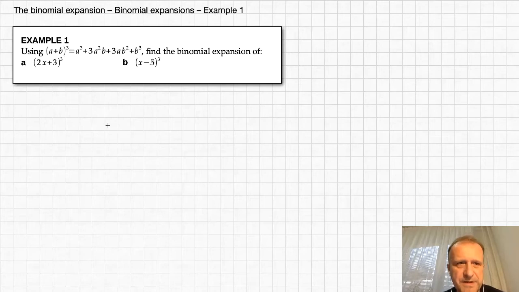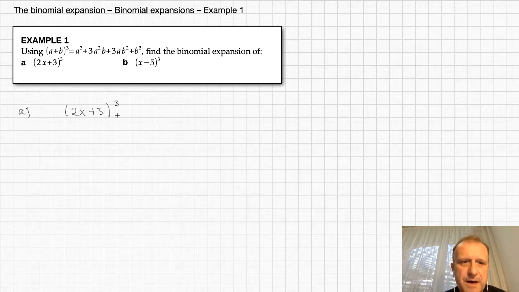The binomial expansion, example 1. Using the binomial expansion of a plus b to the power of 3, find the binomial expansion of these two expressions. So let's start with part A. We have the expression 2x plus 3 all to the power of 3.